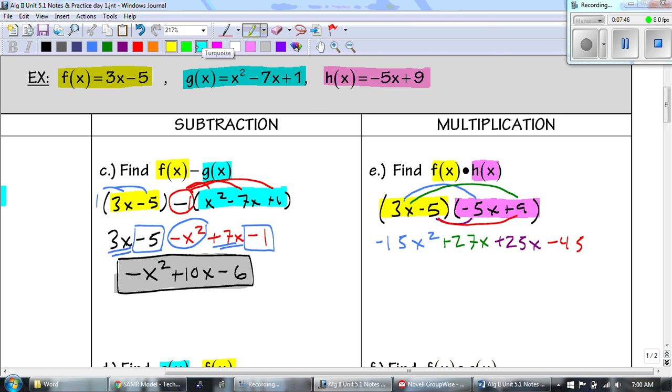I want to combine my like terms in the middle. And then I get negative 15x squared. 27 plus 25 is 52x minus 45.